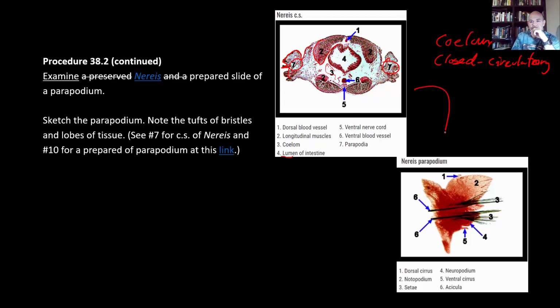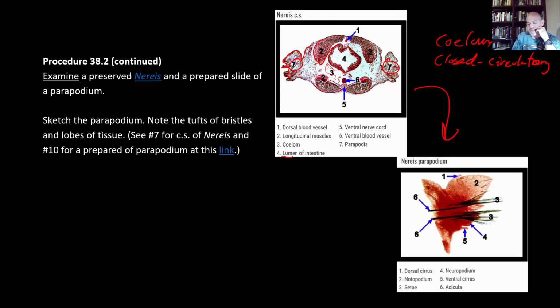So now if we look at the picture down here, this is a parapodium, one parapodium more magnified, and there you can see the setae protruding out the side of the parapodium. Remember, the epidermis is thin enough where we can exchange carbon dioxide and oxygen with the water.